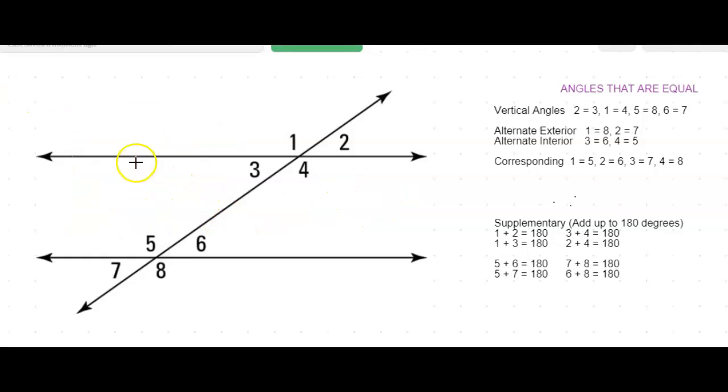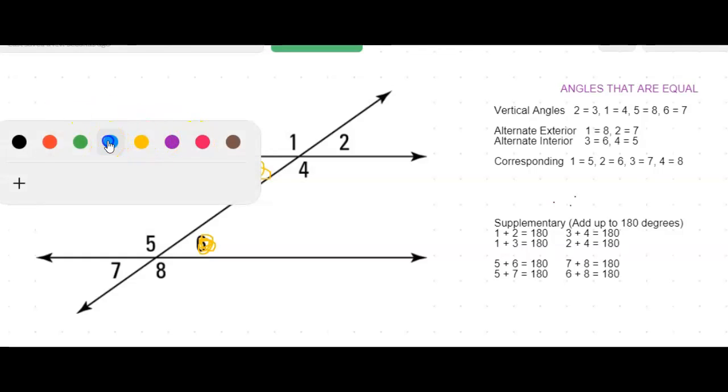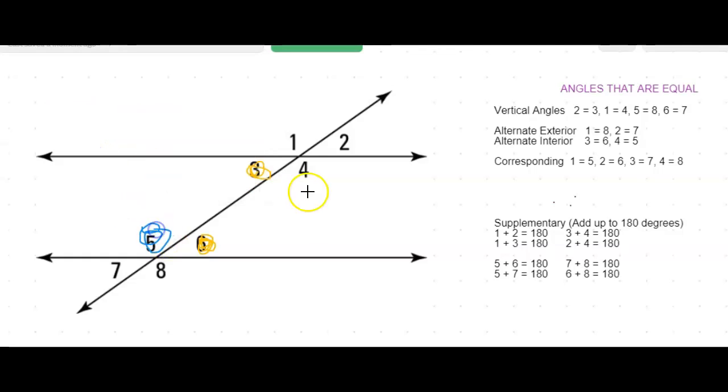So again, if these two lines are parallel, then alternate interior angles, so that means this and this, these two things are equal to each other because they're on the inside of the parallel lines, but they're on the opposite side of that transversal right here. So 3 is equal to 6, and as you can already see then, 5 is equal to 4 because they're on opposite sides of the transversal and they're on the inside of the parallel lines.